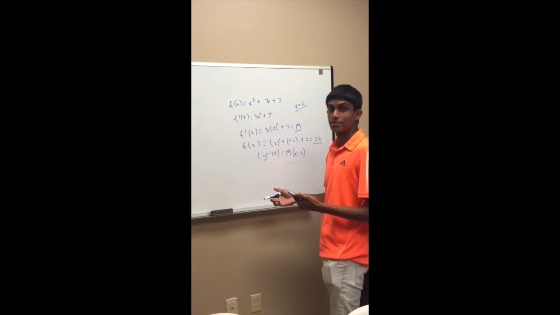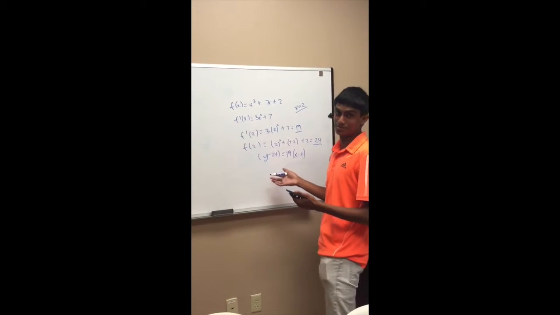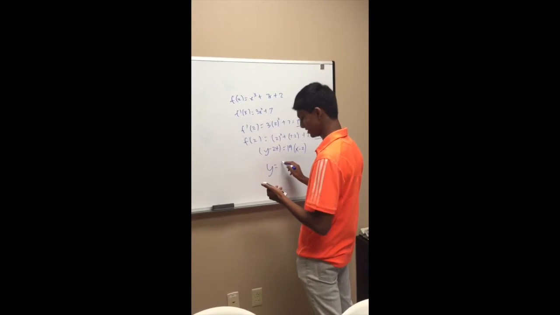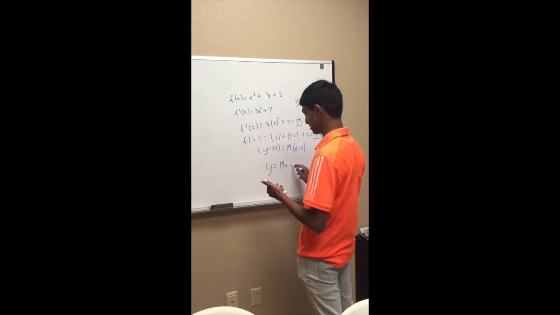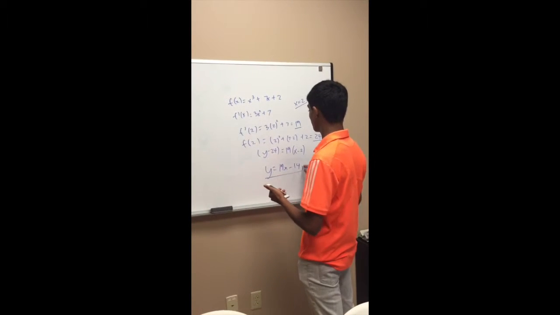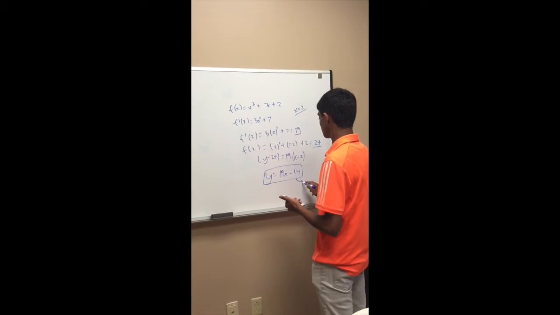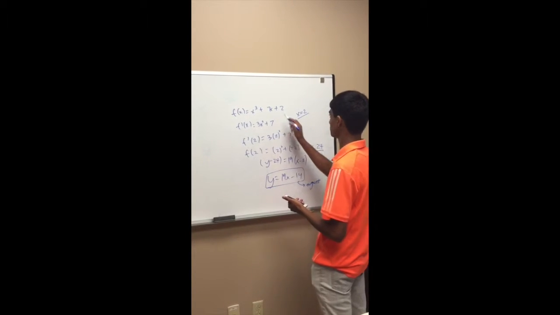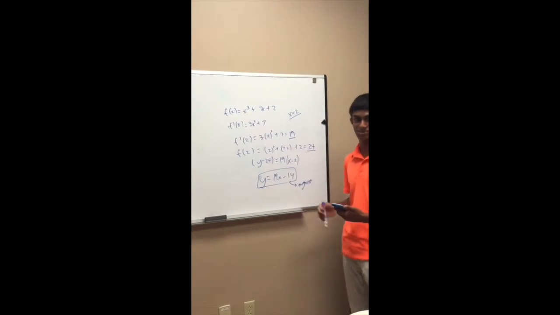We can go even further and put it into y equals mx plus b form. y equals 19x minus 14. This would be the tangent line for this equation at the point x equals 2.